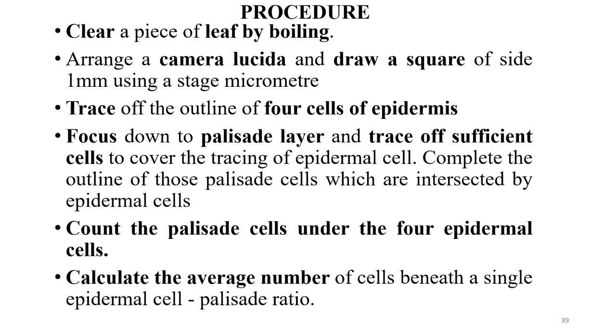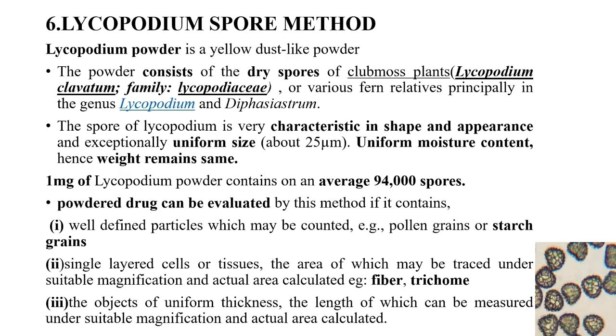First we have to clear the leaf by boiling, and by using camera lucida we have to draw the square on a black chart. Then we have to replace the stage micrometer with the mount and trace 4 continuous cells of epidermis, and we can count the palisade layers and calculate the average number of palisade cells.